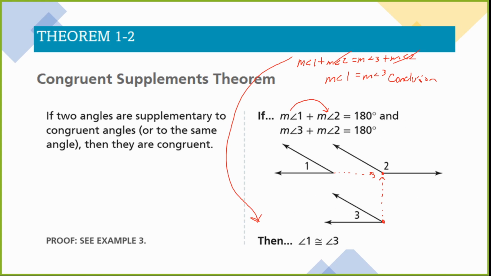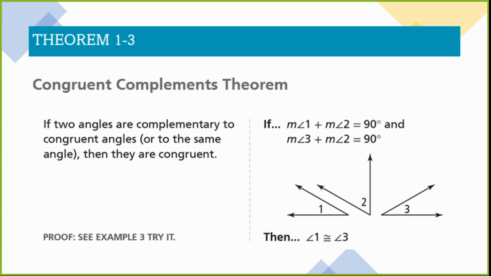So let's talk about the difference between supplements and complements. Supplements means adds to 180 degrees. Notice when I move these into the position, they complete a straight line and add up to 180 degrees. What complements means is that they add to 90 degrees. So if two angles are complementary, they add to 90 degrees.